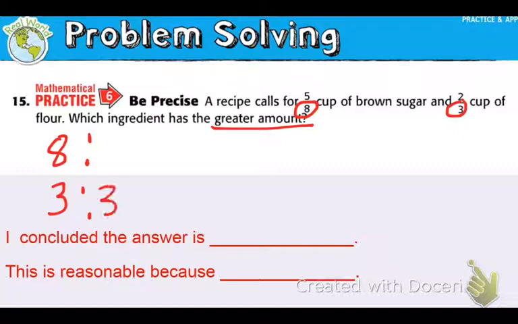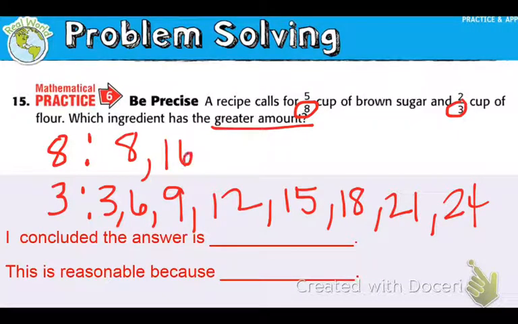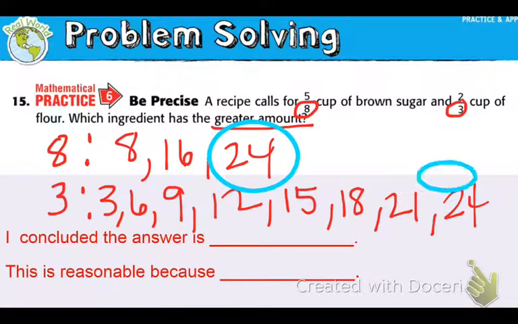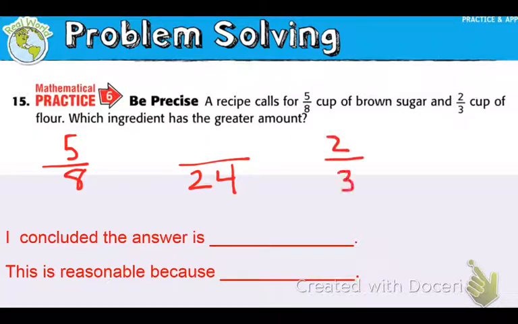Step 1. 3, 6, 9, 12, 15, 18, 21, 24. Let's list the multiples of 8. 8, 16, 24. I found the lowest common multiple. It's 24. Step 2 is where I get to create those new fractions using my new denominator of 24. That's why I did step 1, to figure out what the new denominator was going to be.